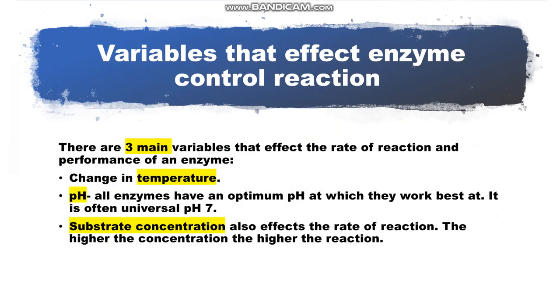So the second variable is pH. All enzymes have an optimum pH at which they work best. It is often universal pH 7, for example water. The third variable is substrate concentration. This also affects the rate of reaction. The higher the concentration, the higher the rate of reaction.